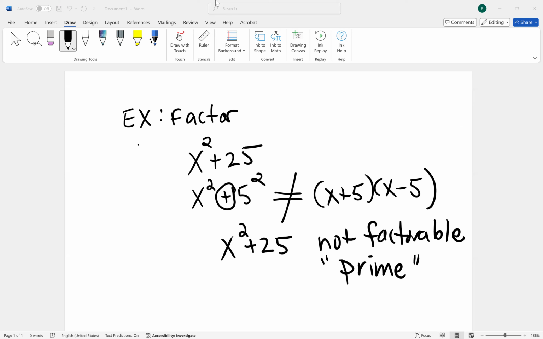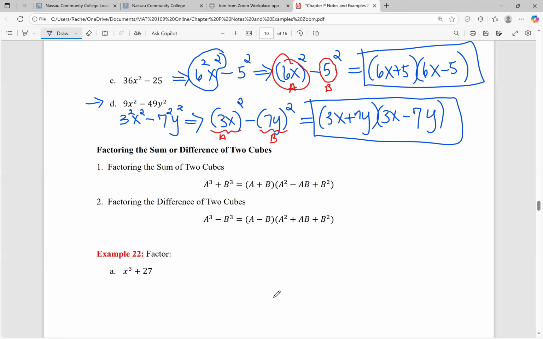All right, so now let's go back to factoring the sum or difference of two cubes. We can factor a sum or a difference of cubes, cube meaning to the third power. So if I have a sum of two cubes, let's say a to the third plus b to the third, I can factor that by taking a plus b and multiplying it by a squared minus ab plus b squared. That's the factored form of a to the third plus b to the third.